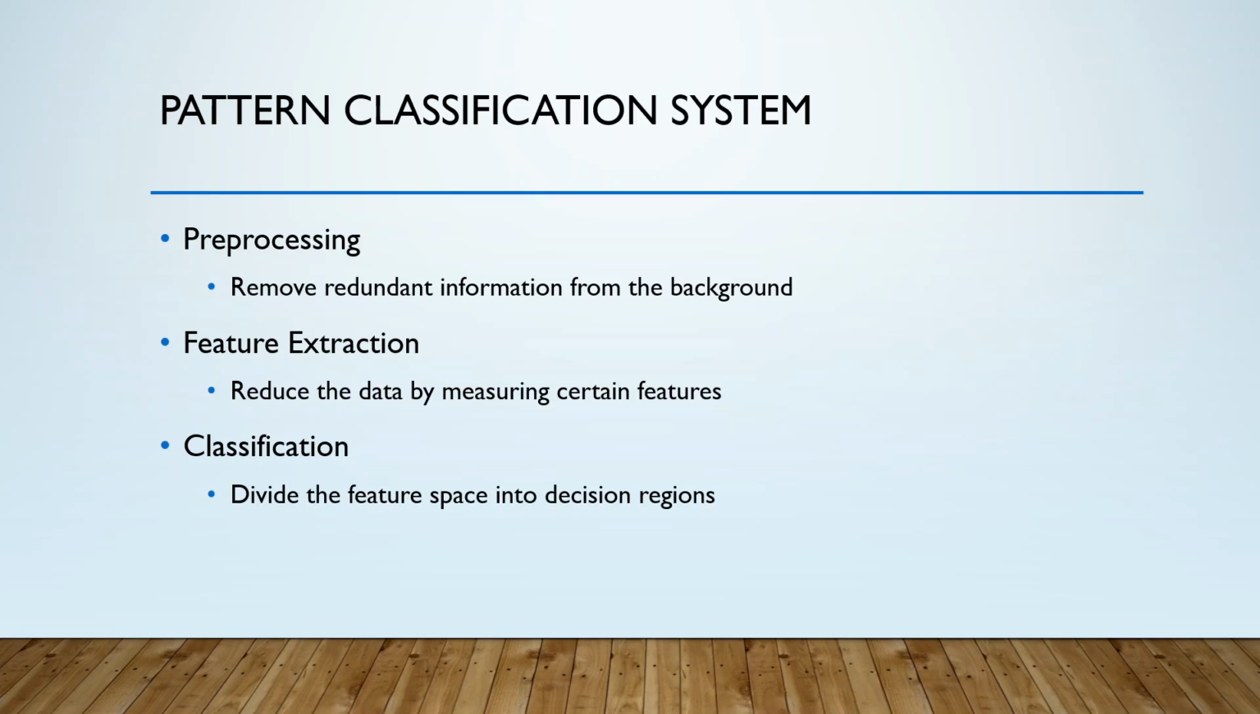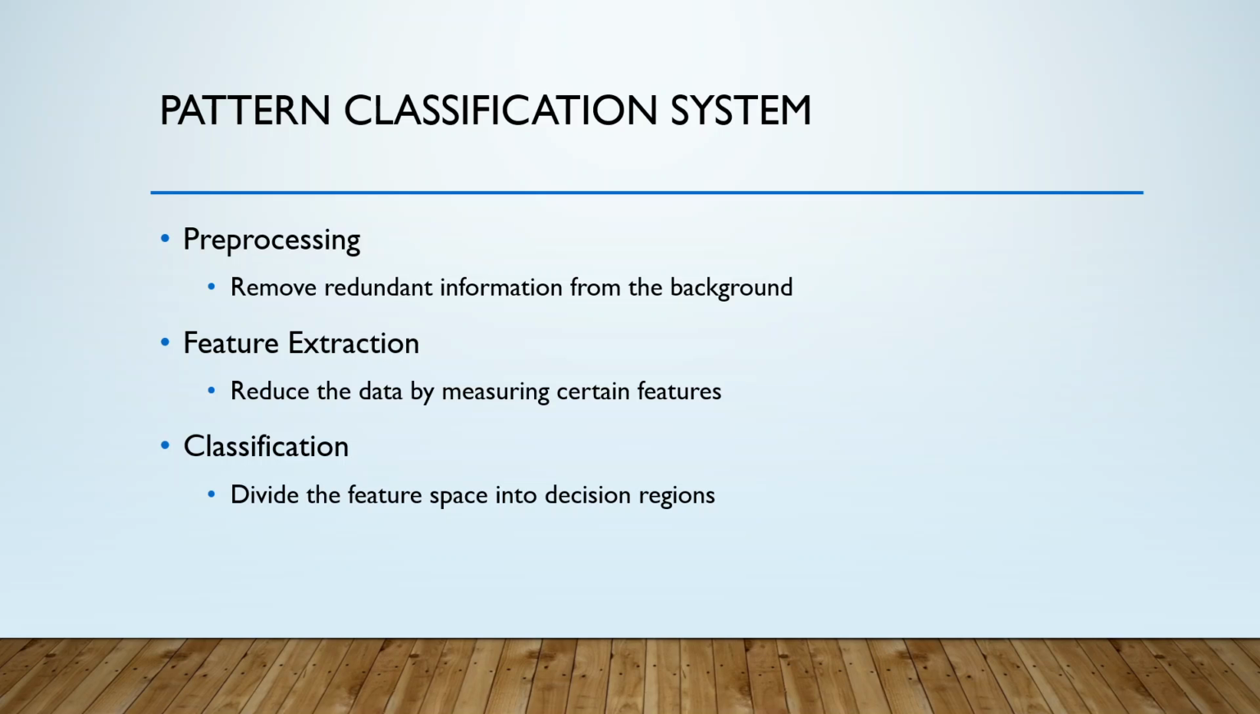Next step is classification. That is to divide the feature space into decision regions. That is, you need to classify the classes based on the features extracted. From mango and apples, you have extracted some features. Now based on the features you need to classify them. So that is to divide the feature space into decision regions.